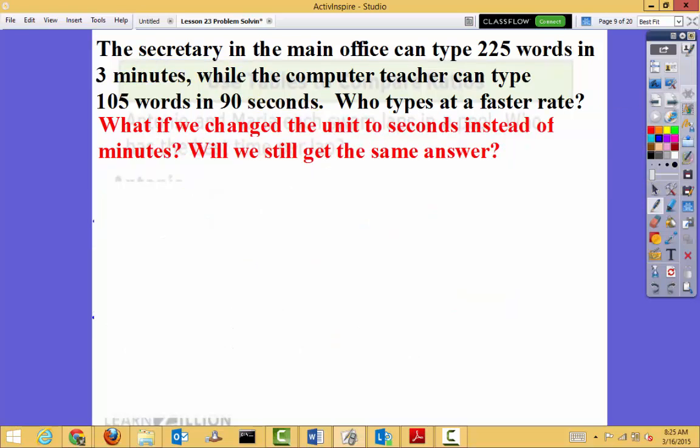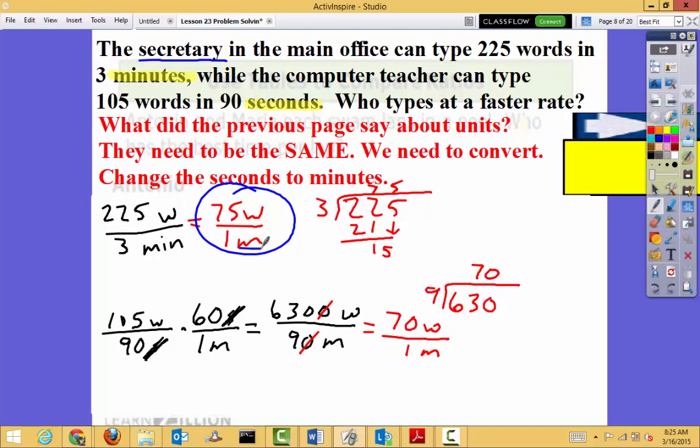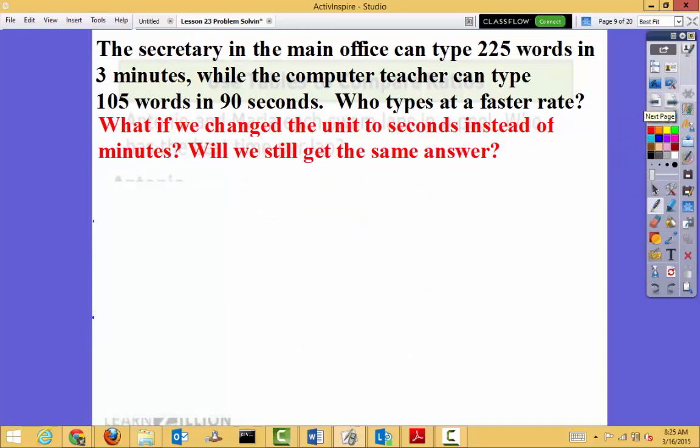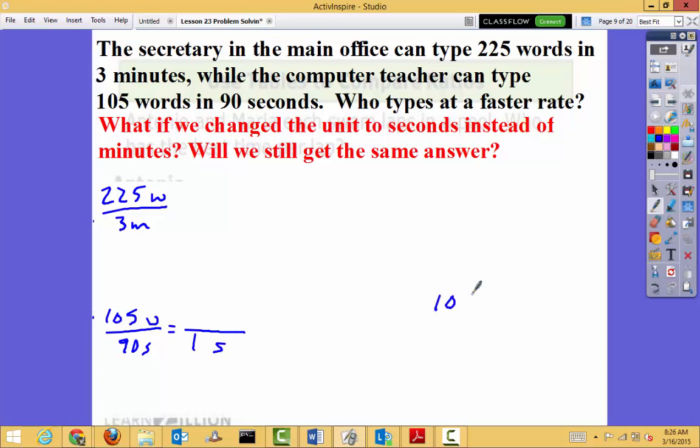So let's look at it from another way. What if I change the unit to seconds instead of minutes? Here I'm comparing minutes. What if I change it to seconds? So I'm going to do the same thing. 225 words per 3 minutes. Just start out with the same ratio. 105 words per 90 seconds. I'm going to find my unit rate. So this is going to be what? Per 1 second. So I have 105 divided by 90.